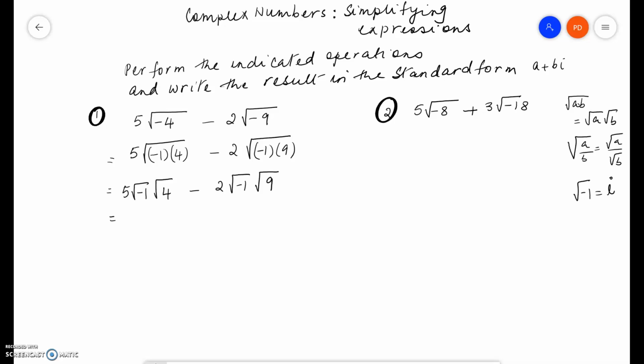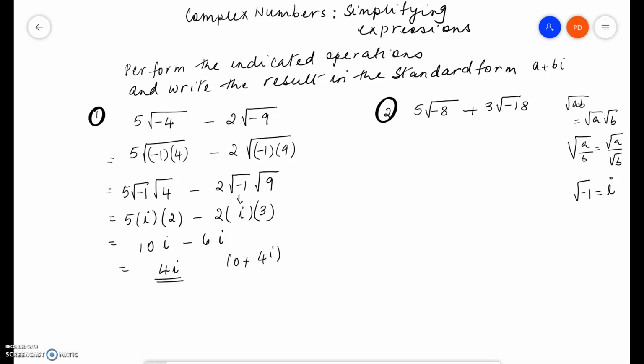So that is 5 times i times radical 4 is 2, minus 2 times i. So radical negative 1 is i. Radical 9 is 3. So we simplify this to get 5 times 2 is 10i minus 3 times 2 is 6i. So that is 10i minus 6i is 4i. So the standard form is obviously 0 plus 4i, but your answer can be written as 4i.